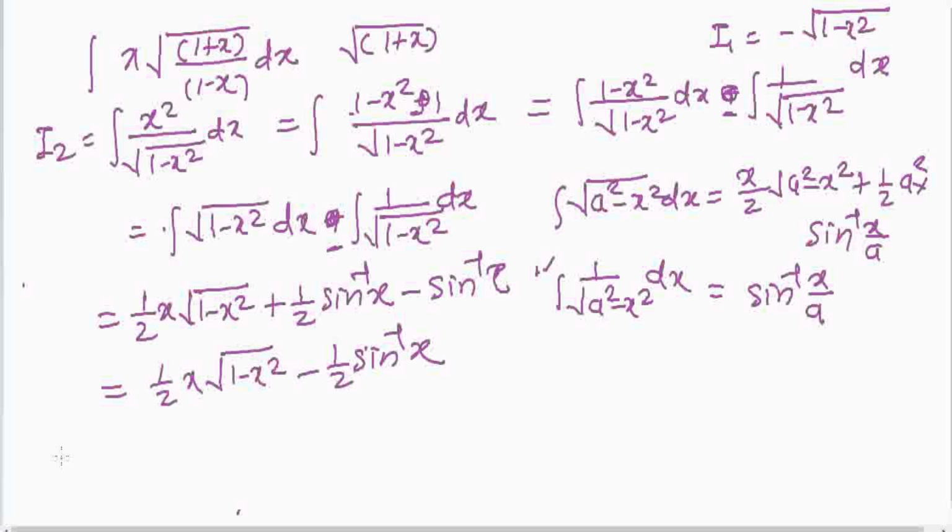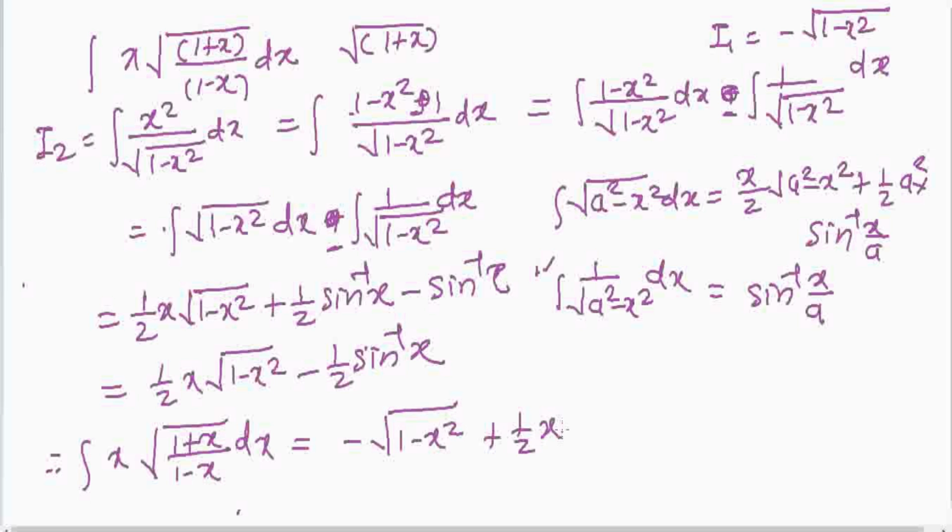This is I2. Hence the integration of x into under root of 1 plus x divided by 1 minus x into dx equal to I1, which is minus under root of 1 minus x square, and I2, plus 1 divided by 2 x into under root of 1 minus x square minus 1 by 2 sine inverse of x. So this is our answer now.